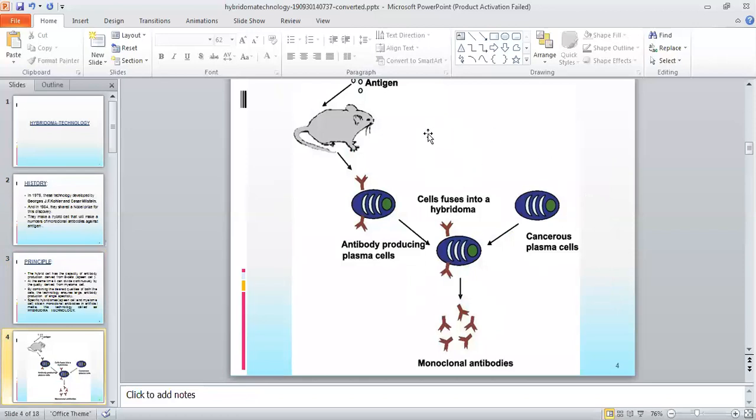In this hybridoma technique, first the antigen is inserted into the animal, which means they immunize it. The antigen activates the immune system and produces the plasma cell. This plasma cell helps in the production of antibodies. These are the plasma cell, meaning the antibody producing cell, and the second one is the cancerous cell or myeloma cell. In this technique, both cells are fused to produce a hybrid cell. This hybrid cell again helps in the production of this monoclonal antibody.